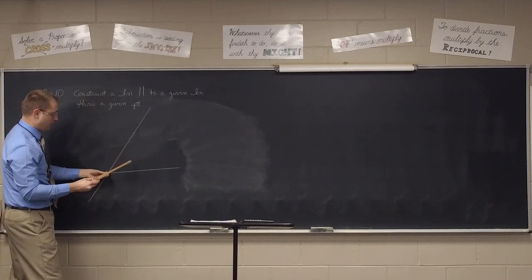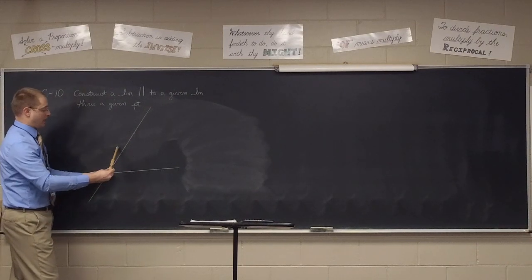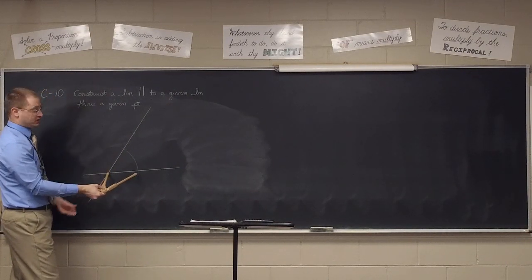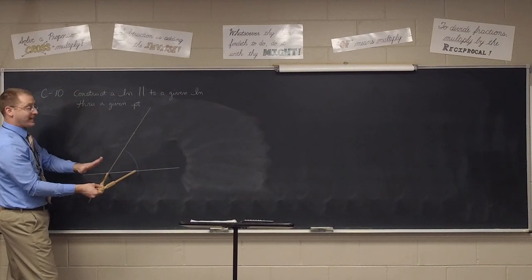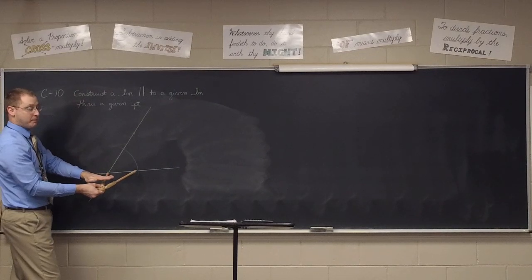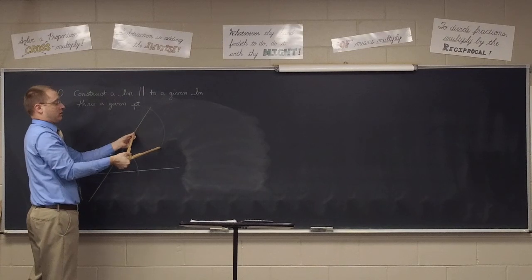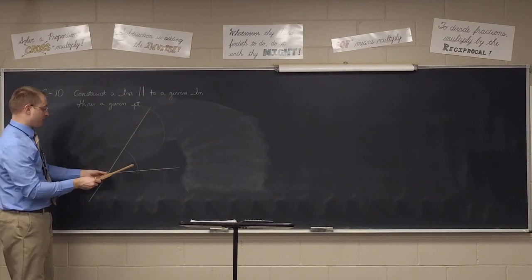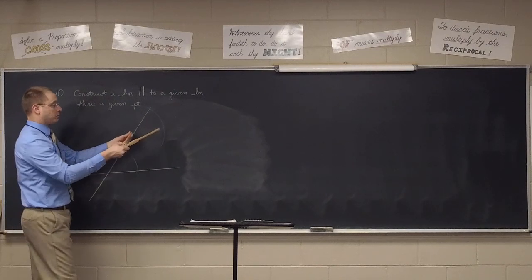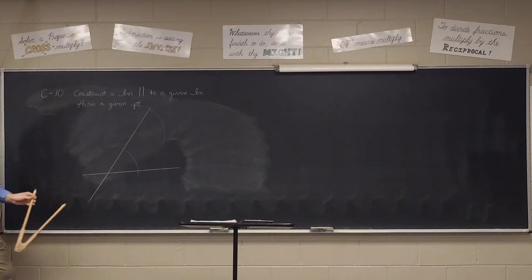And remember to copy an angle, put the point of the compass on the vertex, and make an arc through both sides. Once you've made that arc, got to keep the compass exactly the same amount, and make that same arc over there. So point of the compass at the vertex here, make the arc, then go to the point and make the same size arc. That's the first part of copying the angle.